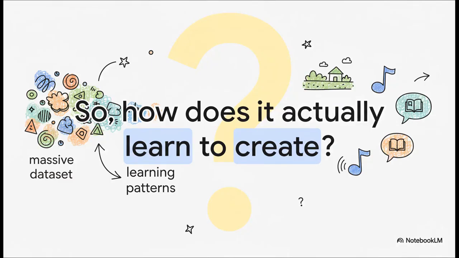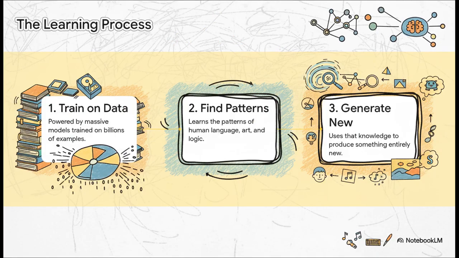I know what you might be thinking. This all sounds a bit like magic, doesn't it? So how does it actually work? How does a machine learn to be, well, creative? Let's peel back the curtain a little bit. It really boils down to this three-step dance. First, it's trained on a truly mind-boggling amount of data. Think billions of articles, photos, and lines of code from across the internet. Second, by poring over all that information, it starts to learn the deep patterns, the unwritten rules of human language, art, and even logic. And finally, it uses that incredible understanding to generate something completely new that follows those same patterns but is totally original.